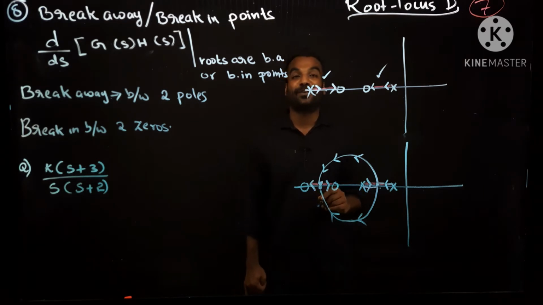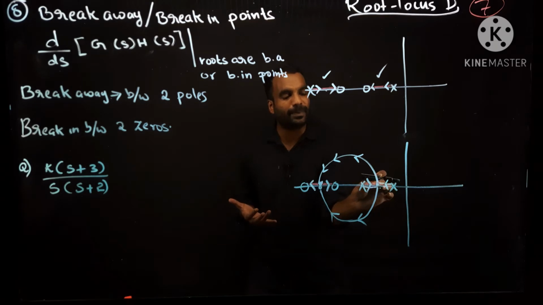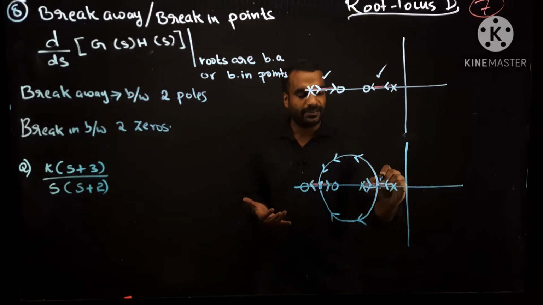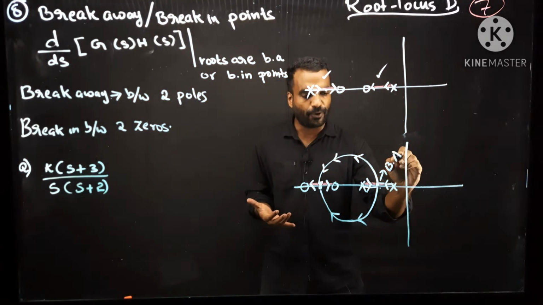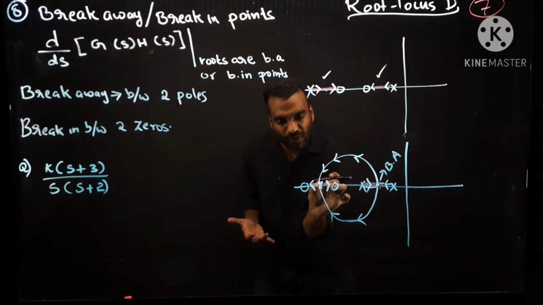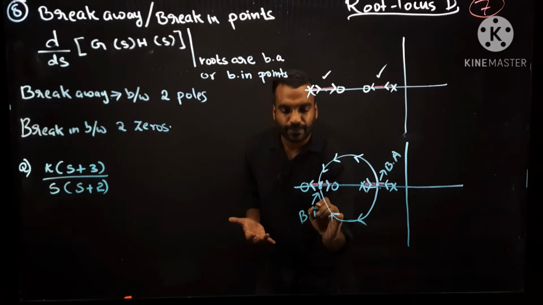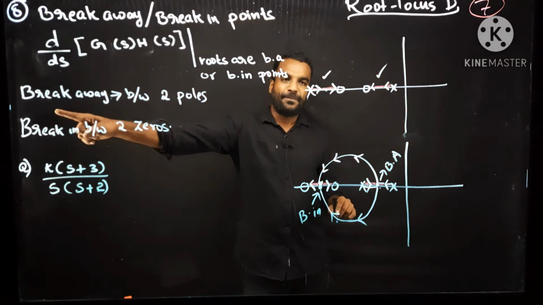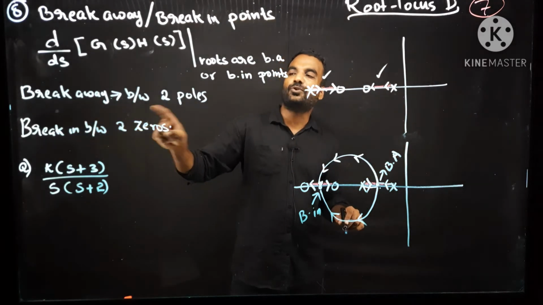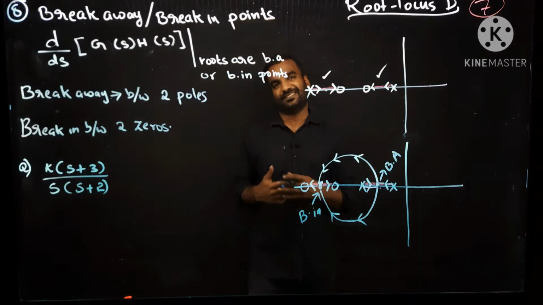Now, what are the breakaway and break-in points? By the meaning of the words themselves, these two poles are meeting and breaking away. This is a breakaway point. At this point, two poles are meeting and coming inward towards this zero, so this is a break-in point. So the breakaway point exists between two poles and the break-in point exists between two zeros.